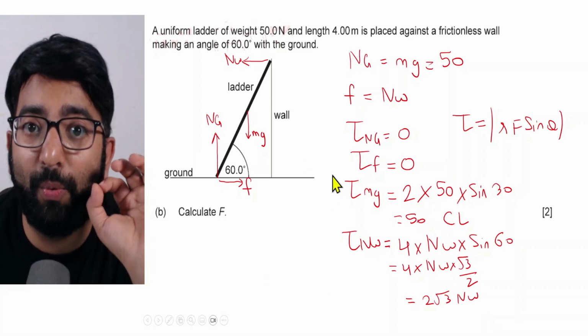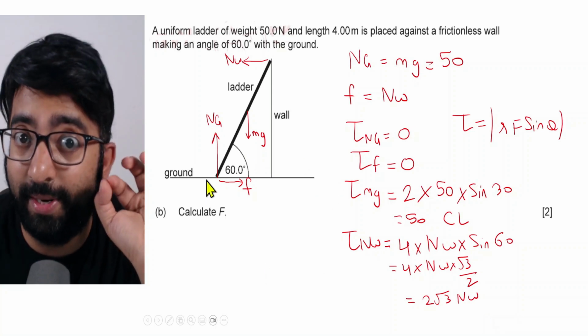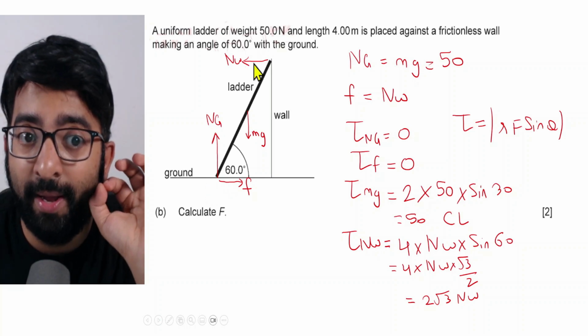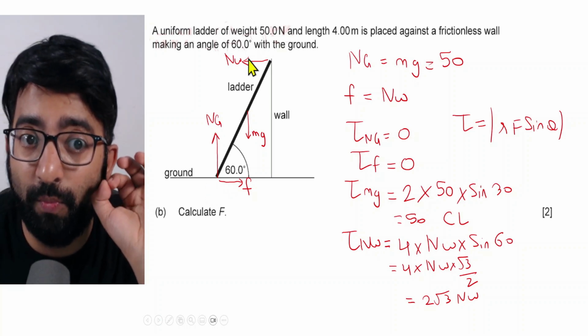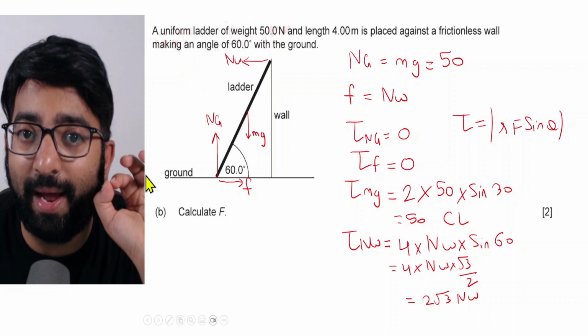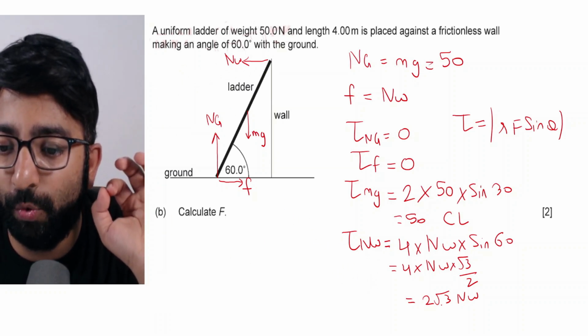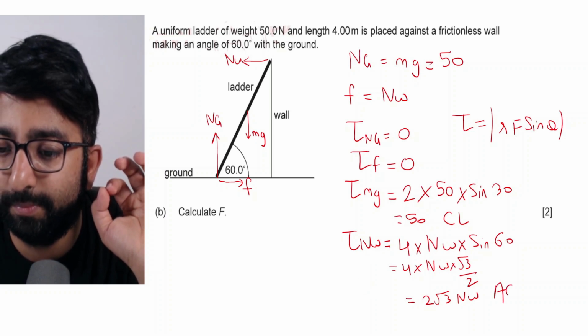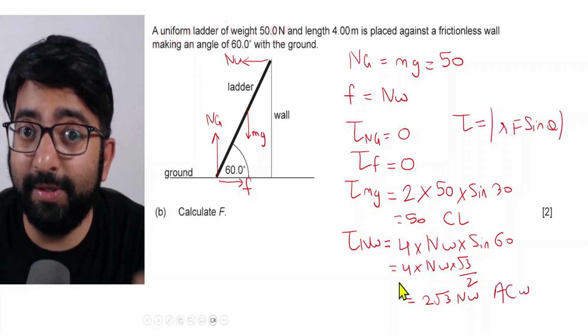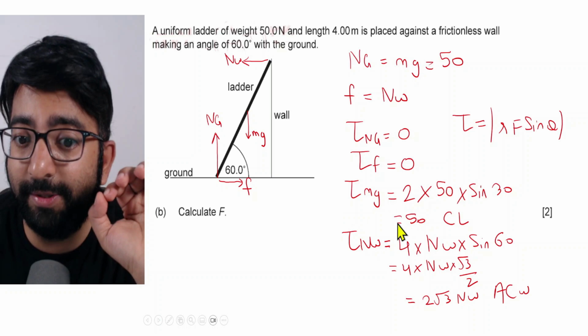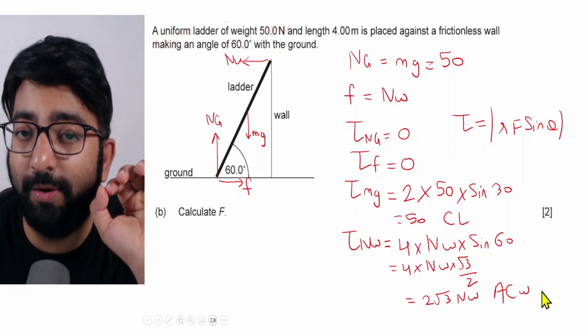Direction will be anti-clockwise. And why is that? If you consider the leftmost point to be the hinge, then NW will have a tendency to rotate the ladder in an anti-clockwise direction. That is why the torque due to NW will be anti-clockwise. And now, since the ladder is in rotational equilibrium, we will balance the clockwise torque with the anti-clockwise torque.